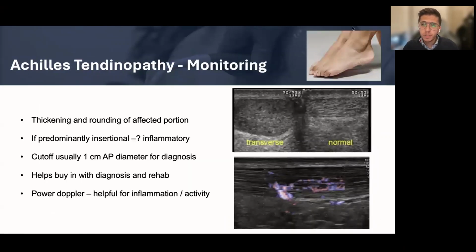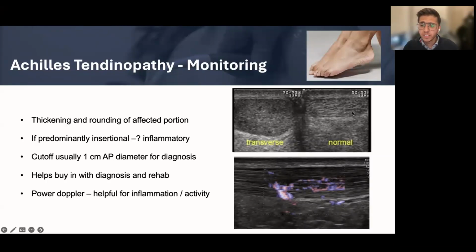So we're going to focus on a couple of monitoring cases that I see really commonly. Firstly, starting with the Achilles tendon. This is probably one of the best things you can scan on ultrasound because the tendon is really superficial. You can visualize it really nicely. And in those chronic patients with Achilles tendinopathy, you can see quite drastic thickening.